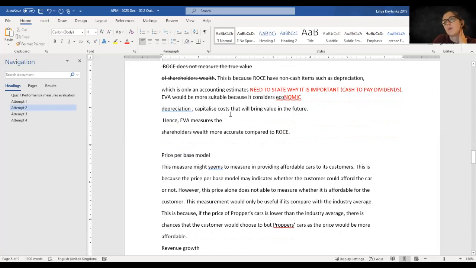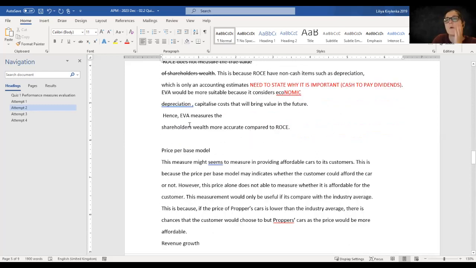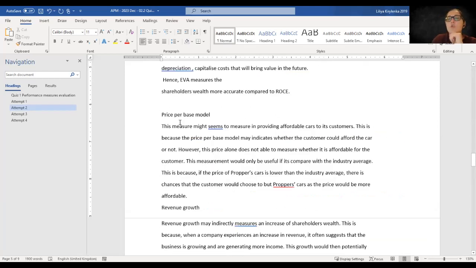Again, there is nothing new here. You were kind of saying the same in the previous question. So too many words. You need to be shorter.